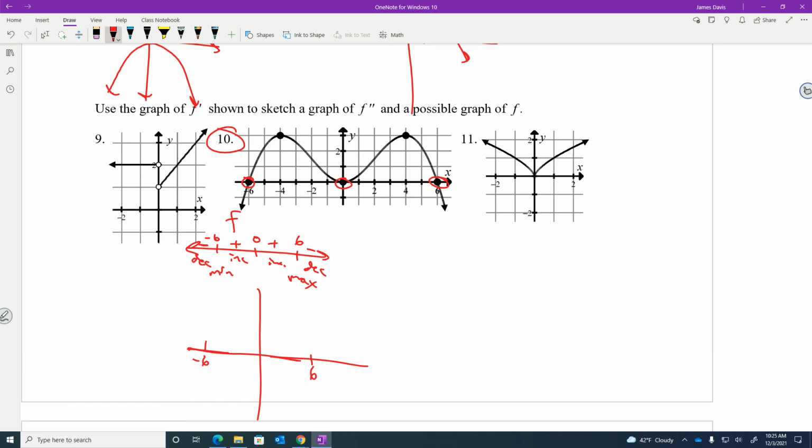So it just needs to be decreasing, switch to increasing, maximum, back to decreasing. So this graph is f. It's decreasing, then it's increasing, then back to decreasing. And then that's the double prime.